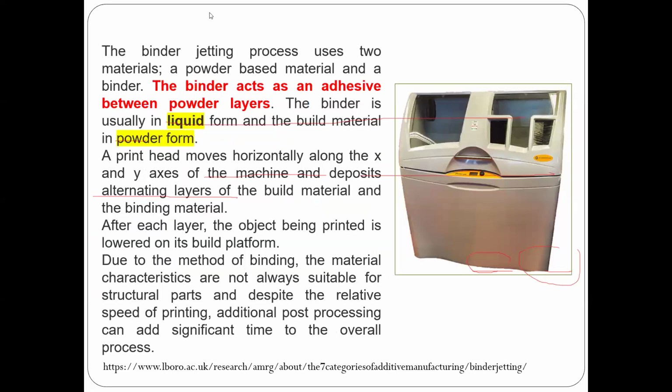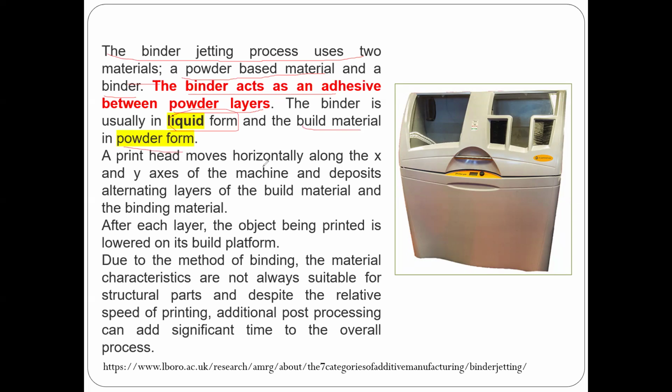Then students, in the next slide, we are looking into the process itself. The binder jetting process uses two materials, as I told you earlier. It is technically a powder-based material, and then it is a binder. The binder acts as an adhesive between the powder layers, right? And the binder is usually in liquid form. In the next slide, I'll show you some of the names of the materials being used as binders, and the build material is technically in powder form.